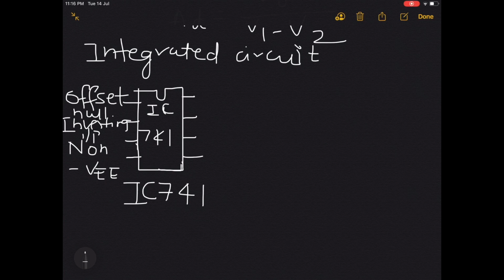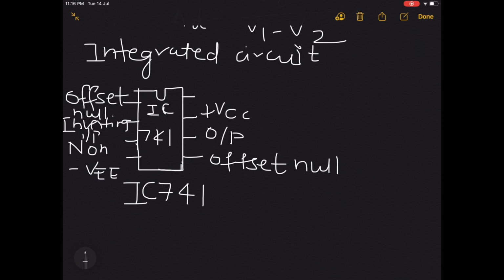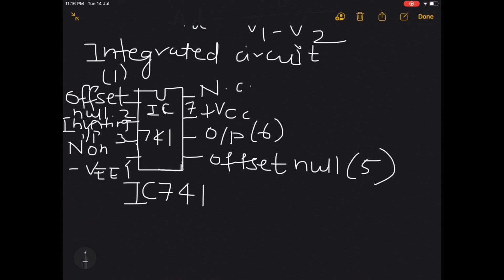Then pin number 5 is again offset null, pin number 6 is the output, pin number 7 is plus VCC, and pin number 8 is not connected anywhere, it is free. So plus VCC and minus VEE are pin number 7 and pin number 4, the output is pin number 6, the offset null are pin number 1 and pin number 5, and pins 2 and 3 are the inverting and non-inverting inputs. So your op-amp IC, which is an 8 pin IC, is given like this.